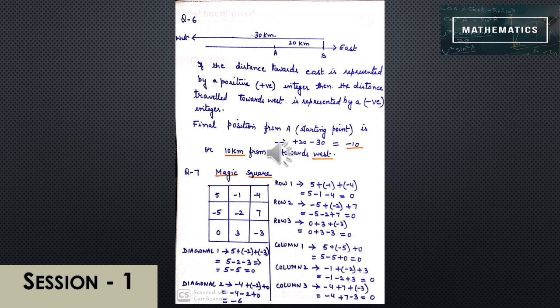Now you can see that all the answers of row 1, row 2, row 3, column 1, column 2, column 3 and diagonal 1 are zeros, but the answer of diagonal 2 is not equal to 0, as it is different from the others. So this square is not a magic square. If it is a magic square, then all answers should be equal to 0 only. If all the answers are the same, then the square will become a magic square.